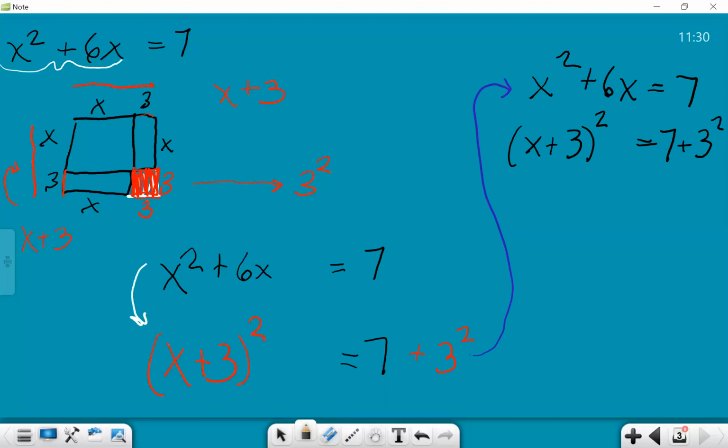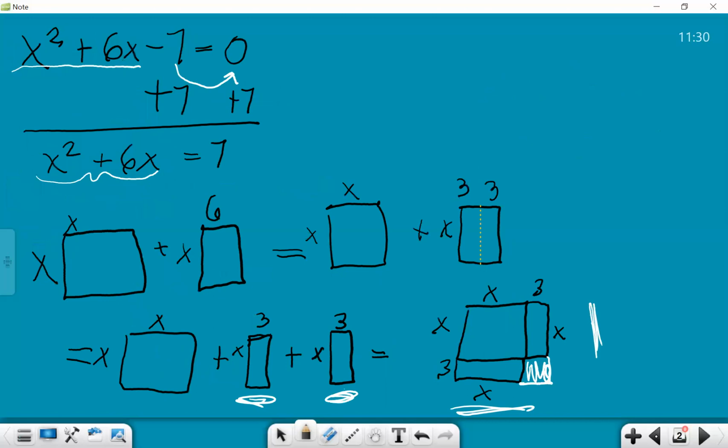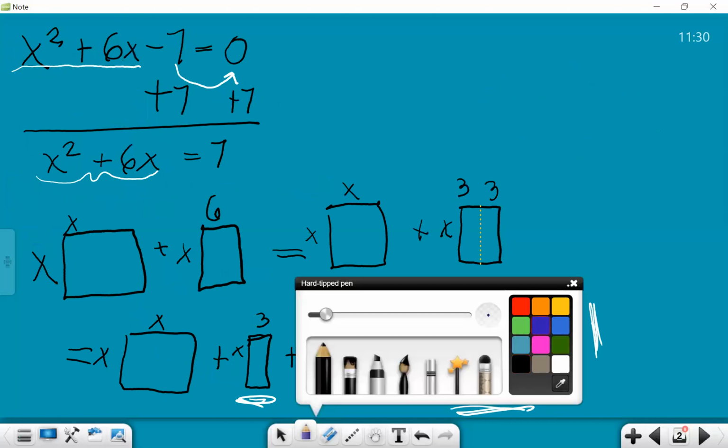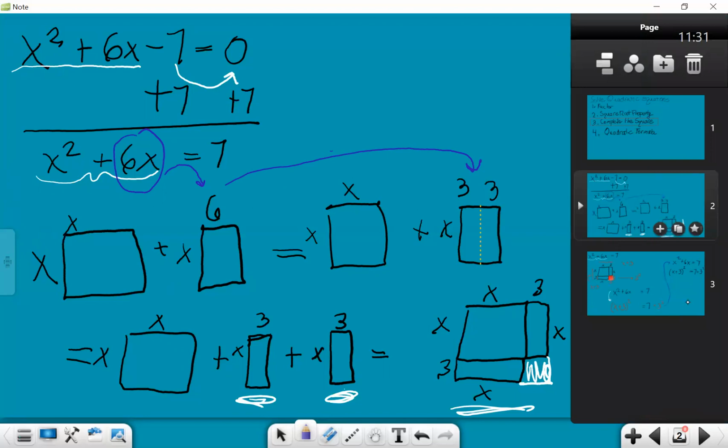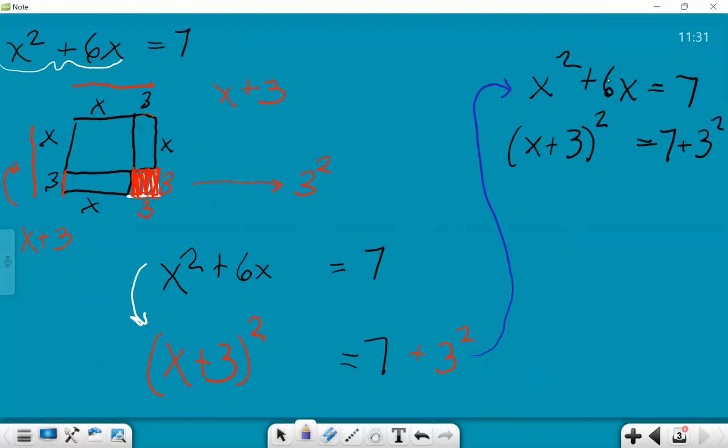And if you're wondering, how am I supposed to do this geometric pattern for myself every single time? Just remember where the 3 came from. Remember, this 6x created this rectangle here, 6 by x. Then we took that rectangle and cut it in half. That's where the 3 came from. So in the future, you can go straight from this 6x, cut it in half, and get your 3. So that is how you complete the square.